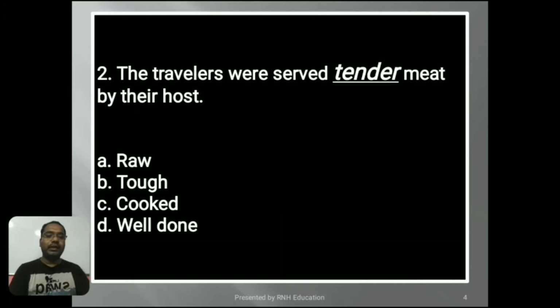Going to the next question, that is question number 2. The travelers were served tender meat by their host. Tender. Options are A. raw, B. tough, C. cooked, and D. well done. Let us check the answer.